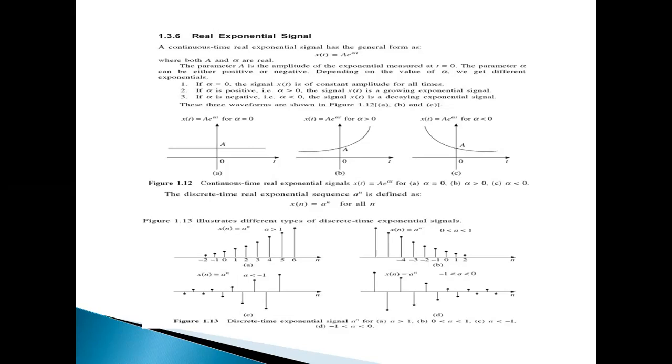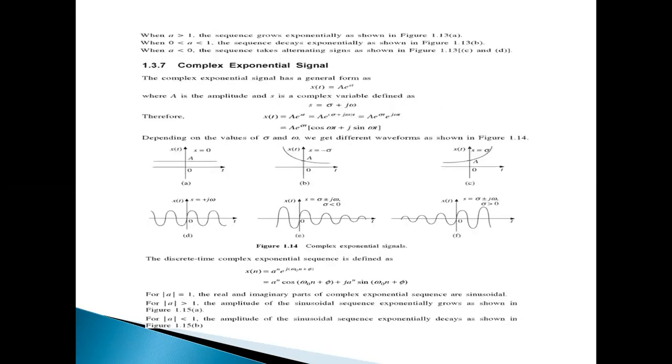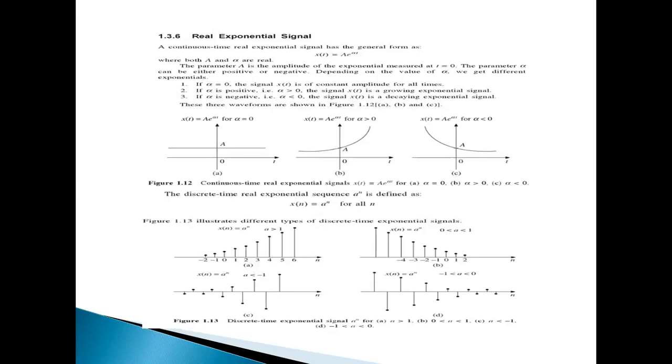Why is it called an exponential signal and a real function? We have a complex exponential signal and a real exponential signal also. A continuous time real exponential signal has the general form x of t equals A e power alpha t, where A is the amplitude and both A and alpha are real. Then it is a real exponential signal.